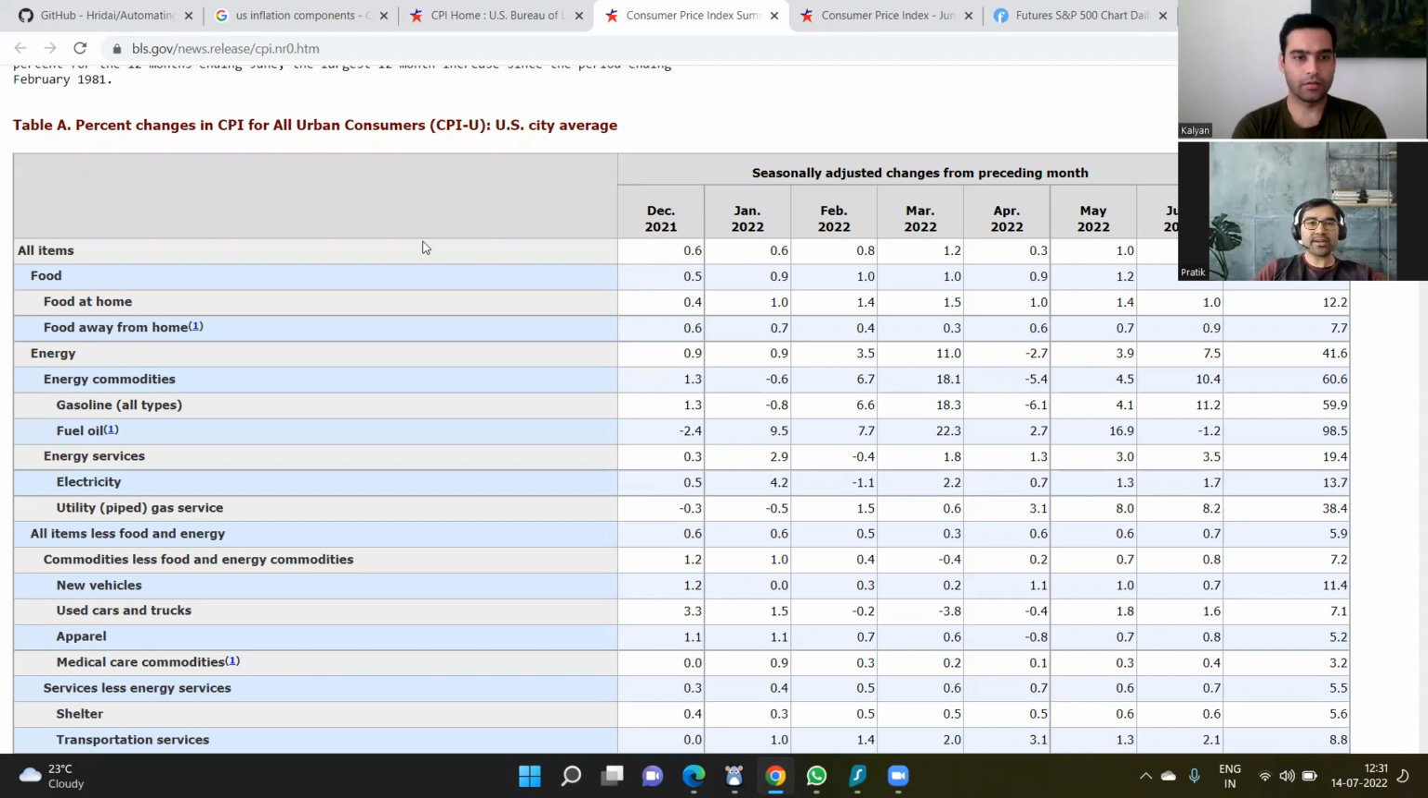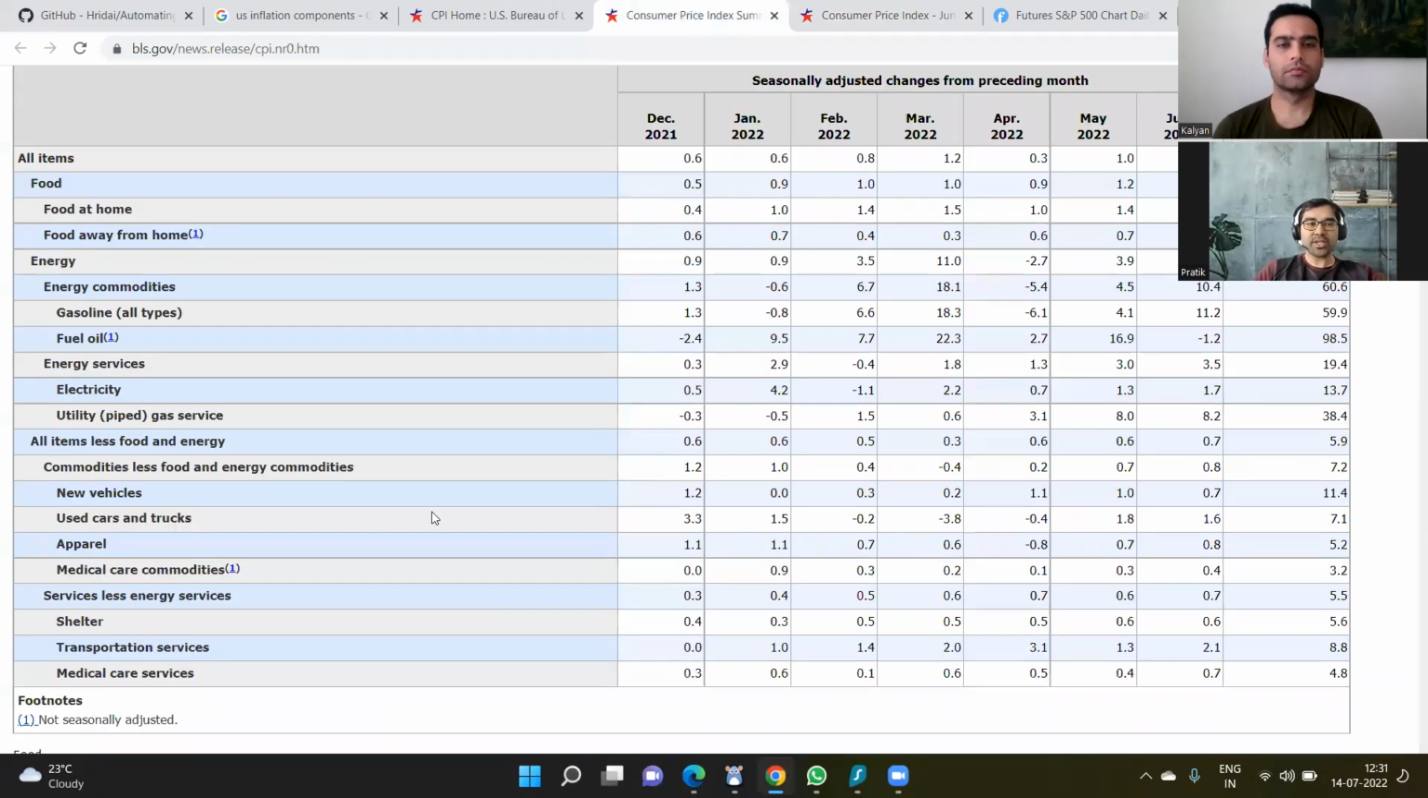If you look at the monthly numbers, meaning the month-on-month rise, for shelter from December 2021, it is 0.4, 0.3, 0.5, 0.5, 0.5, 0.6, 0.6. So the trend is on the rising side. And if you look at the year-on-year data, it is 5.6%. But the month-on-month data is also on an increasing trend, which is a little worrying for the headline inflation number, right?